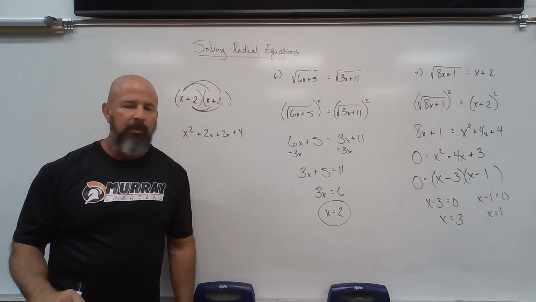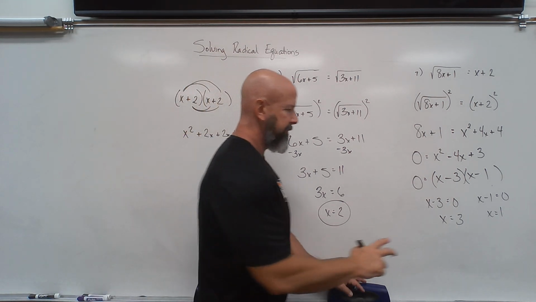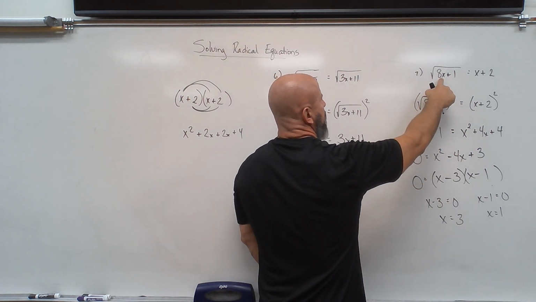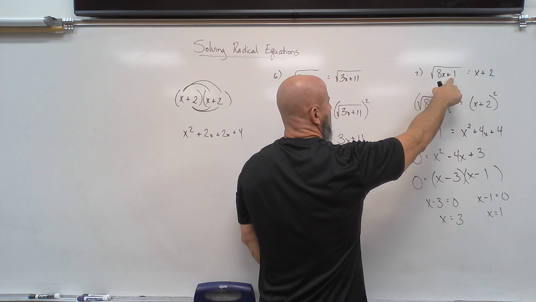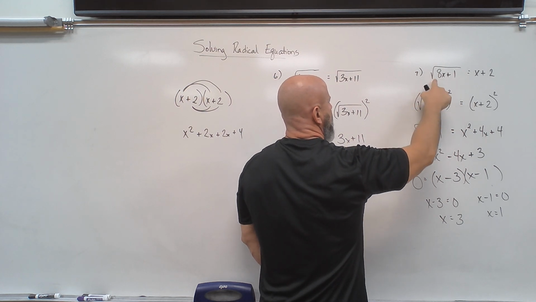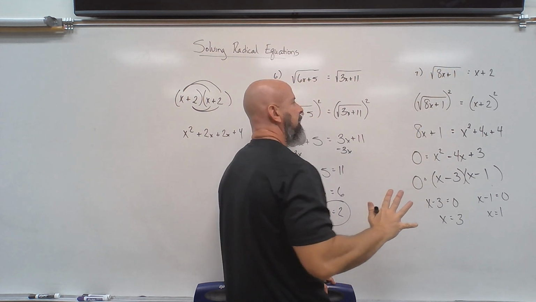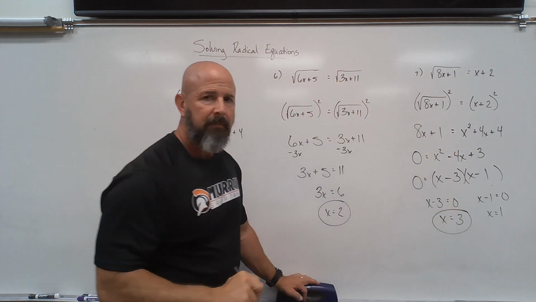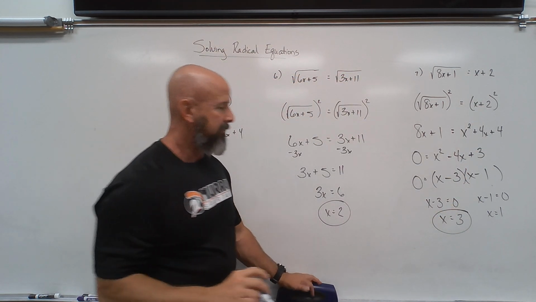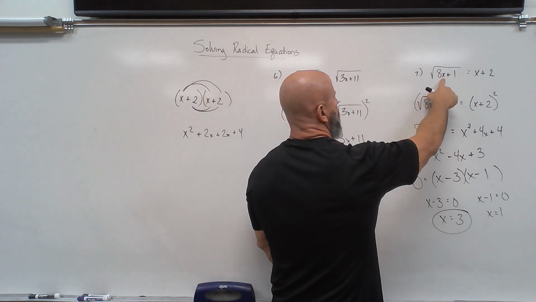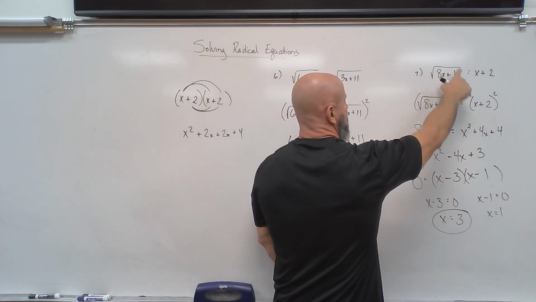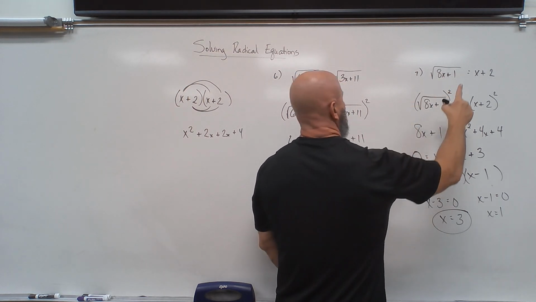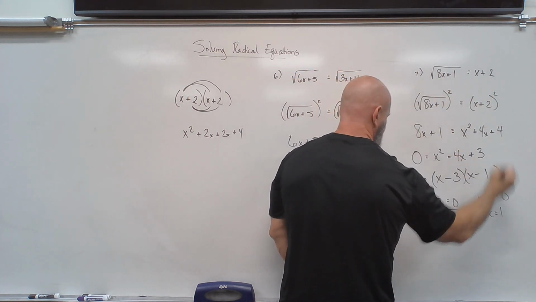Now let me check those solutions. Check this 3. 3 times 8 is 24, plus 1 is 25. Well, the square root of 25 is 5, and 3 plus 2 is 5. So that 3 is just fine. Let me check the 1. 8 times 1 is 8, plus 1 is 9. Square root of 9 is 3. And hey, 1 plus 2, hey, that's 3.